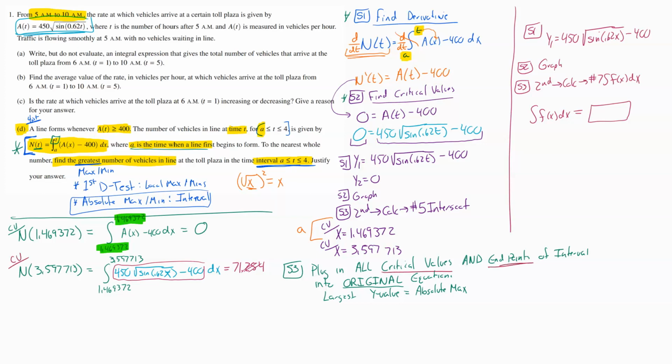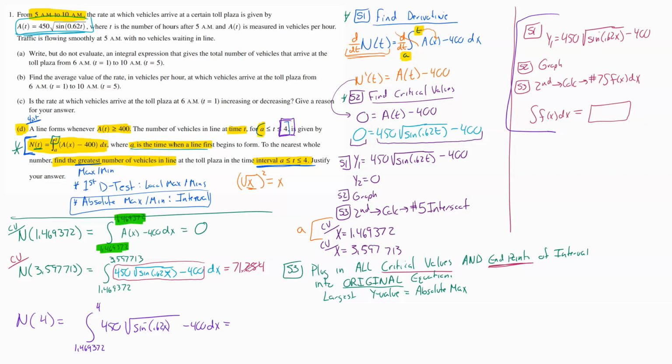And then from there, we also need to calculate what's happening at our other endpoint. The other endpoint on here is 4. That's the other place that we could possibly have a max going on. So we're going to do the integral from 1.469372 up to 4 of this equation, 450 square root of sine of 0.62x minus 400.